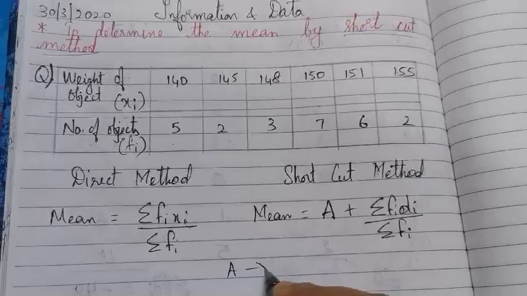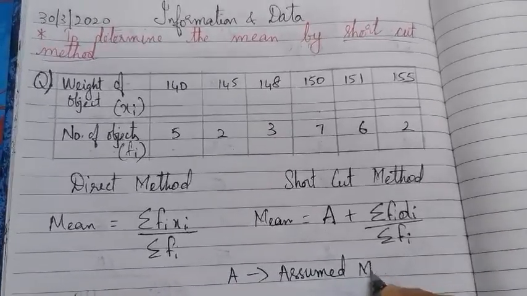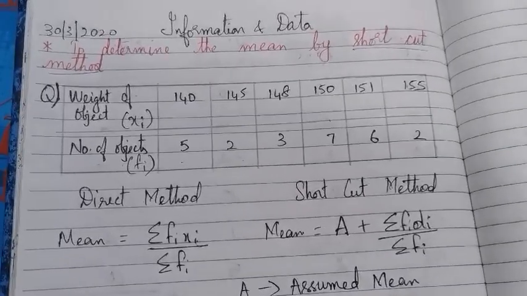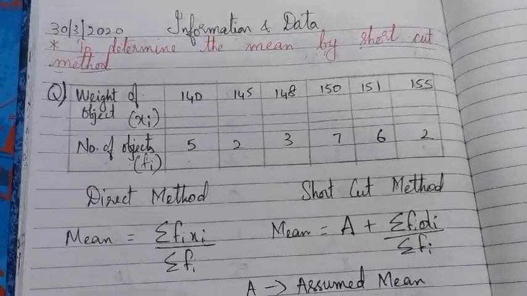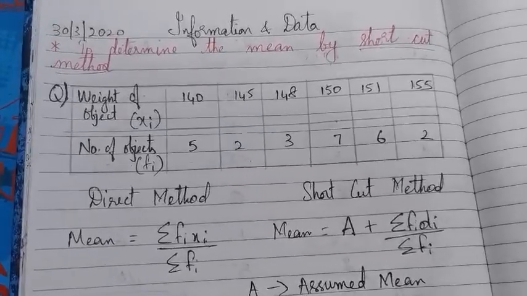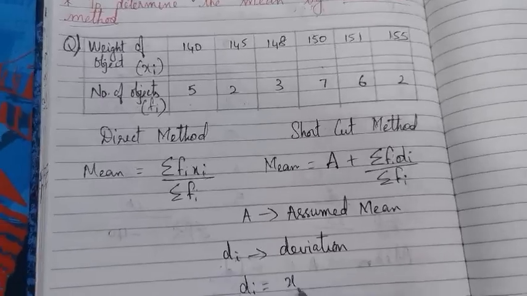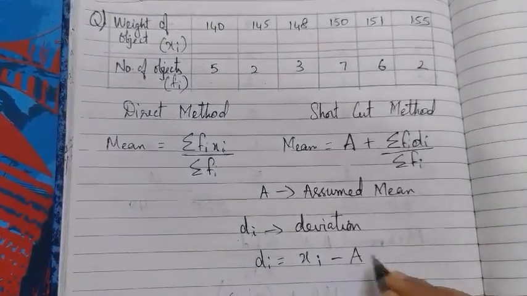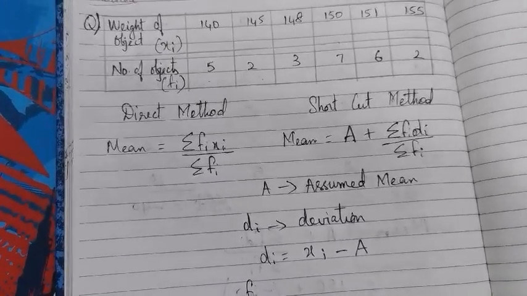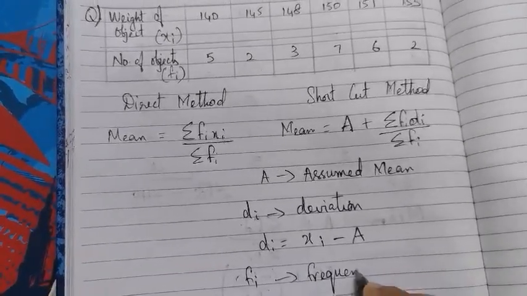Now, for shortcut method, we will have to assume a mean. A stands for assumed mean and di is the deviation or step deviation. So how will you find di? It is your mid value minus your assumed mean, and you know that f stands for frequency.